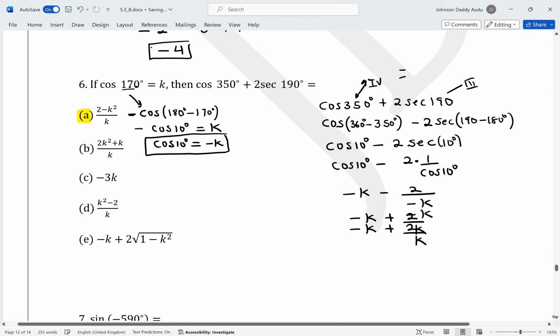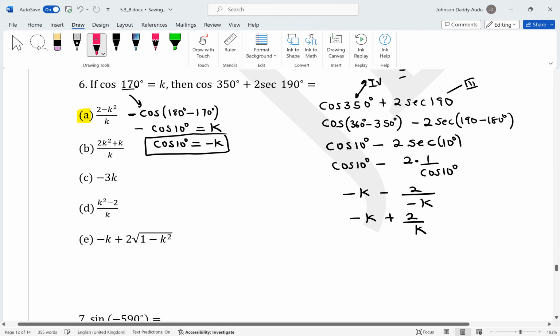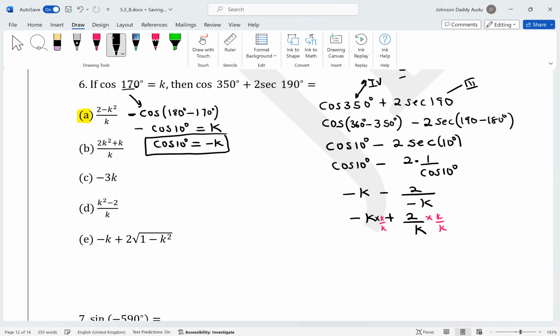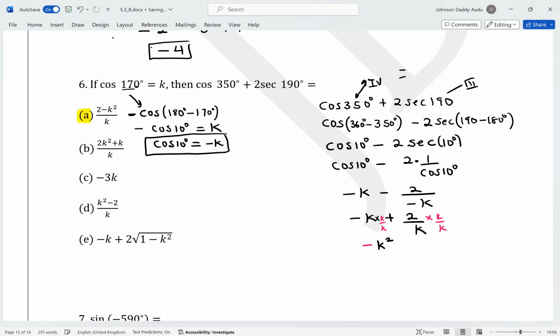And we can try to make the LCDs to be the same. And that is by multiplying both sides by k over k. So we can multiply this by k over k, multiply this by k over k. So this is going to be minus k square plus what? Is it plus 2k?